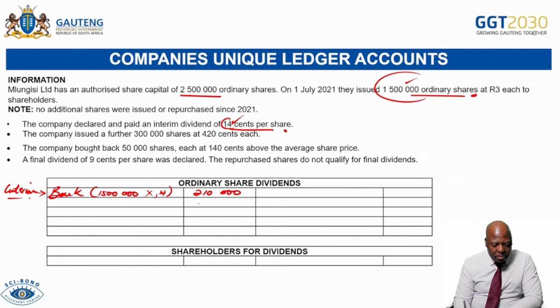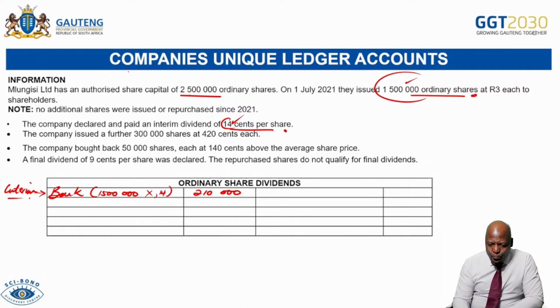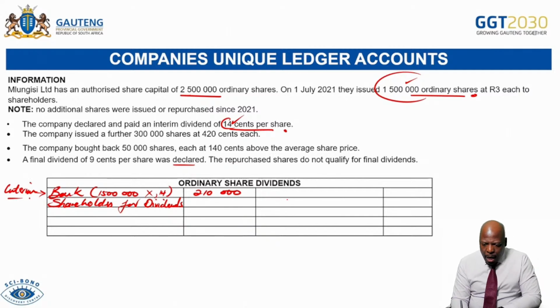That was paid. And if that one was paid, we know that the second one is not paid, but declared. A final dividend of 9 cents per share was declared. Now, on this, shareholders for dividends. To how many shares are we going to declare this 9 cents? Is it to the 1.5 million as we did with the interim dividend? Do we do it like that?